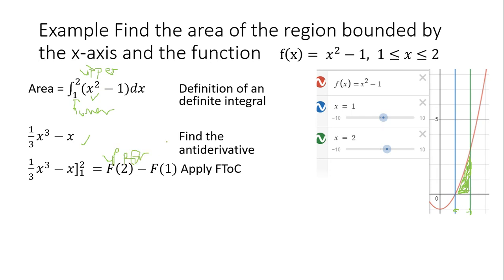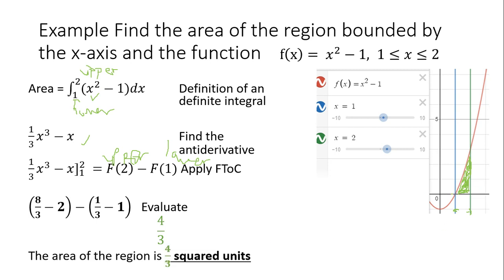Okay. And then the lower goes second. Okay. And then I evaluate. Okay, I plug in 2 for all areas. So I have 2 cubed is 8, 8/3 minus 2 minus f of 1. 1 cubed is 1, 1/3 minus 1. And then I just evaluate. My answer is 4/3. But because I'm talking about area, it's 4/3 square units. Okay, so you have to make sure that you're taking into account the squared unit because you're talking about an area. Okay, so now evaluating a definite integral without a picture, algebraically.